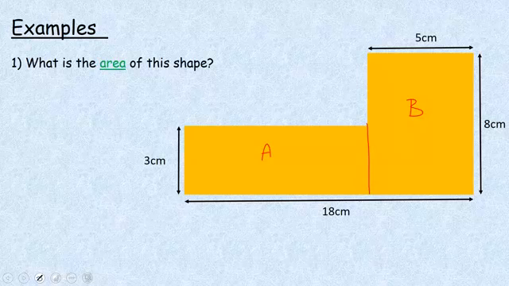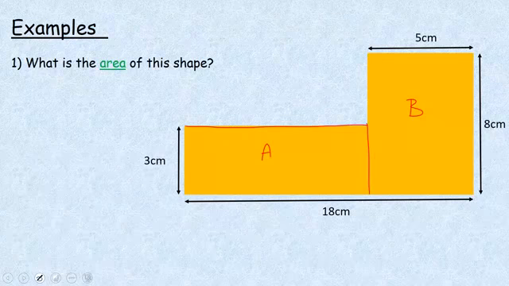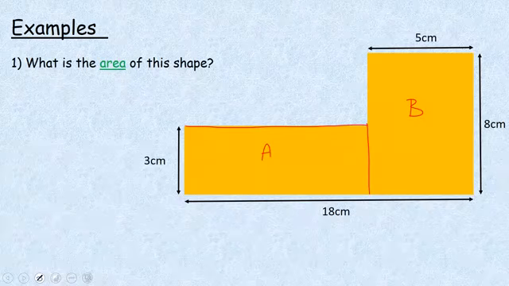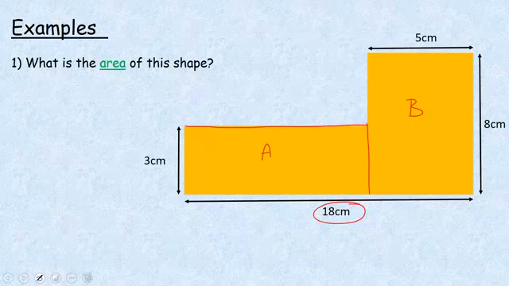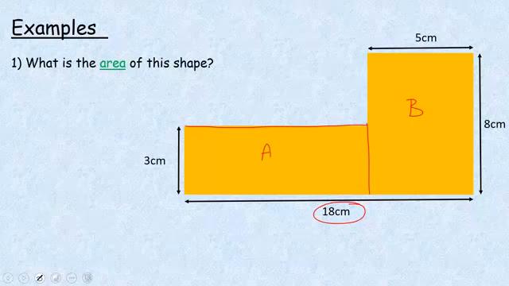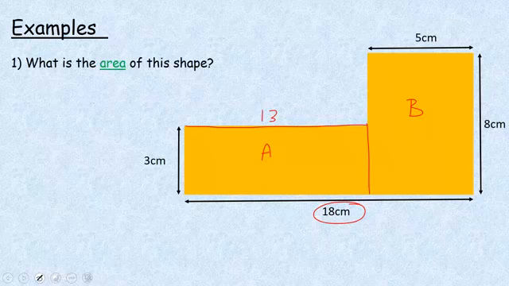Okay, so if we look at A, we've got a height here of 3, but we don't know what the width of that rectangle is. If we look at the shape as a whole, we can see we've got 18 as the width overall, and the width of rectangle B is 5, so we must have 13 left for the size of rectangle A.